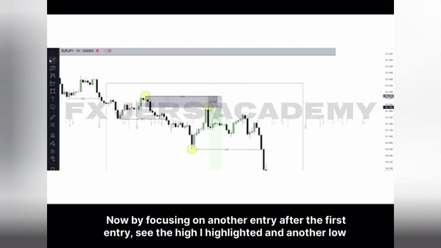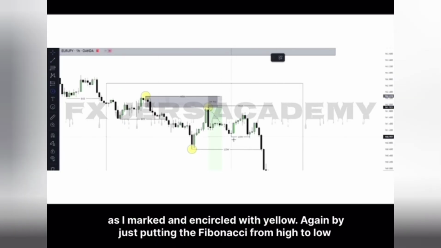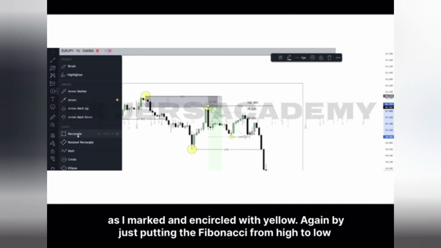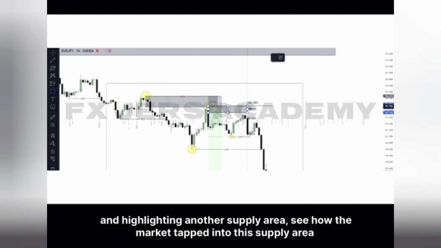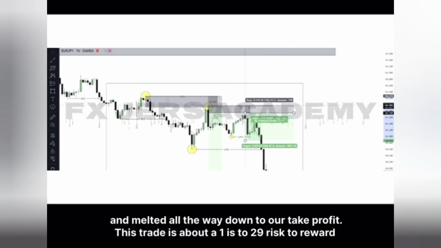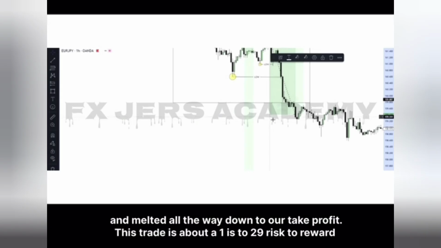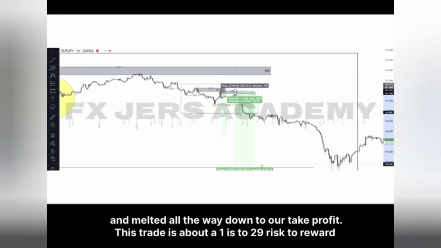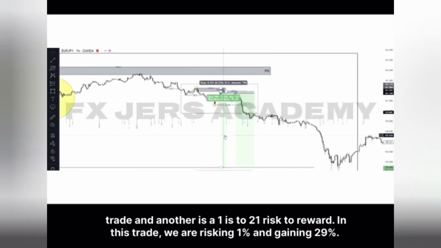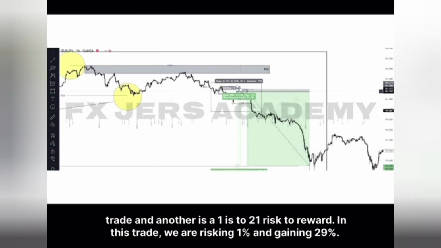Now, by focusing on another entry after the first entry, see the high I highlighted and another low as I marked and encircled with yellow. Again, by just putting the Fibonacci from high to low and highlighting another supply area, see how the market tapped into this supply area and melted all the way down to our take profit. This trade is about a 1:29 risk to reward trade, and the other is a 1:21 risk to reward. In this trade, we are risking 1% and gaining 29%.